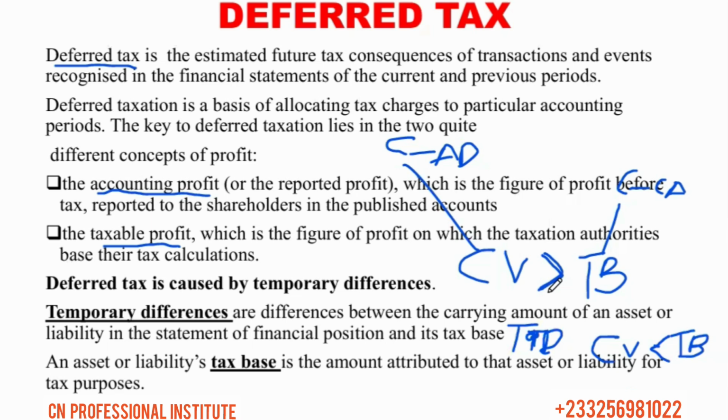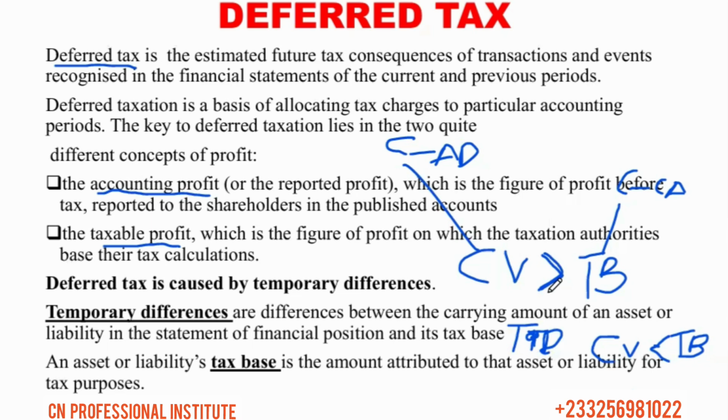Now back to the assets. Why do we have a taxable temporary difference if the carrying value is bigger than the tax base for assets? It means that the tax authorities will be giving you lesser capital allowance, because the tax base is lower. Their capital allowance, or their depreciation in quotes, will be less. If they are giving you less capital allowance, you'll be paying tax on a higher profit, because we need to adjust accounting profit to get taxable profit.